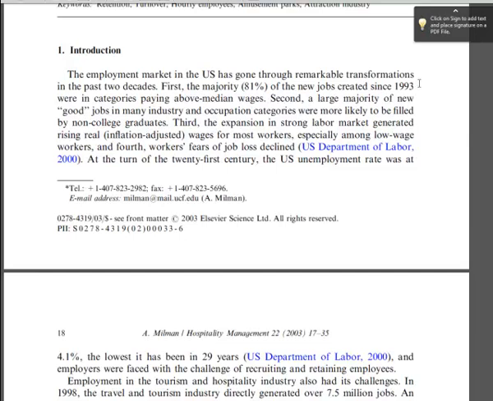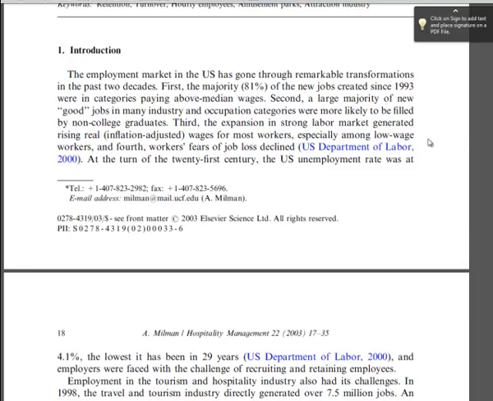So let's just take a look at a handful, not necessarily all of the first sentences. The first sentence starts with, the employment market in the U.S. has gone through remarkable transformations in the past 2 decades. Can you get more broad than that? Other than the fact he's talking about the United States, he's talking about employment, the fact that it's gotten transformed. Very, very broad statement.